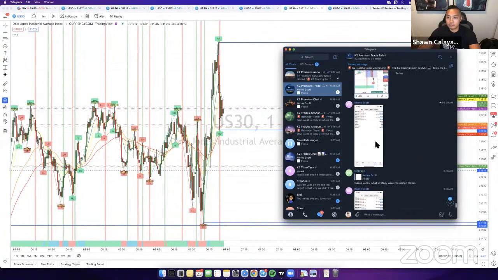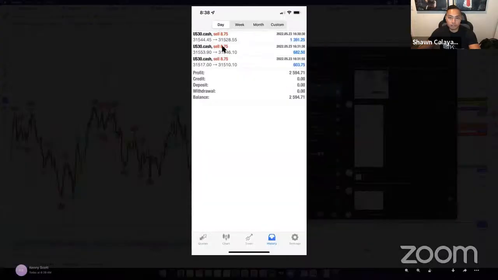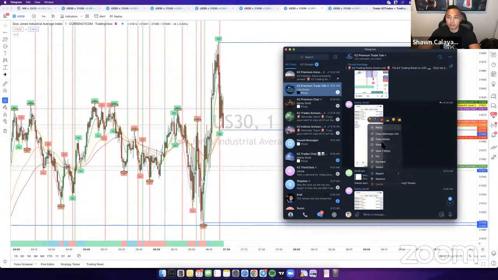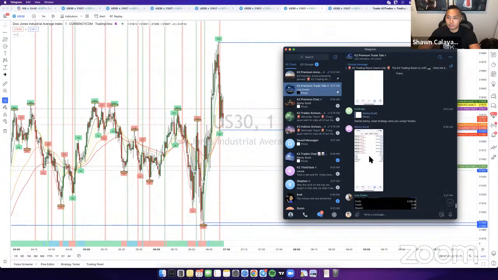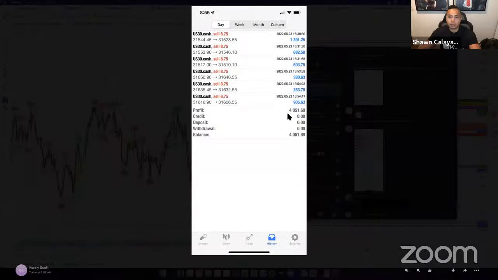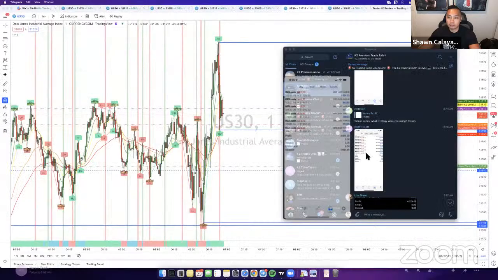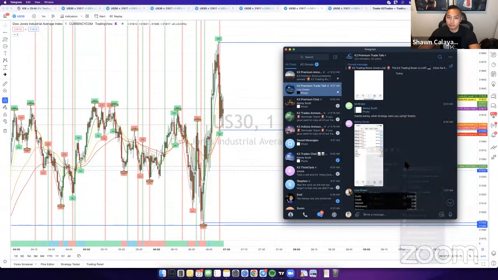Other than that, Kenny over here, he took some sells here as well in the direction of bias. As I told you guys, I'm only looking for sells. Kenny over here locked in a total of 2,594. Nice work, Kenny. Kenny again right here, he took a couple more sells, locked in a profit of 4,051. Nice work, Kenny. Over here, Lisa as well. Lisa locked in a total of 8,229.